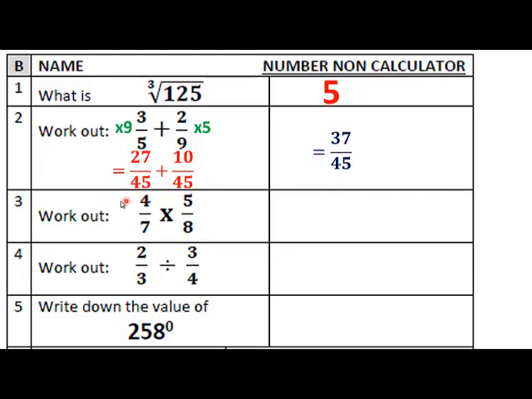Okay, question 3. Sorry, 4 times 5 is 20, and 7 times 8 is 56. So that's 20 over 56. If the question doesn't say simplify, don't bother doing it.